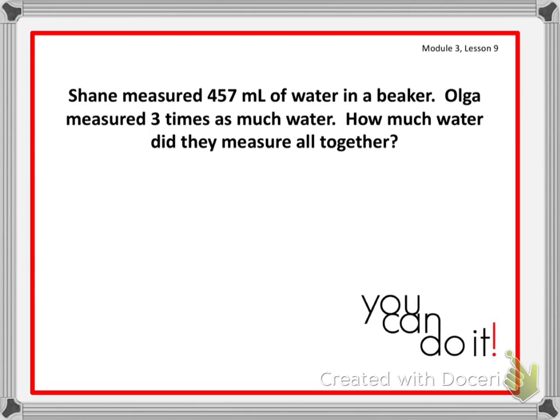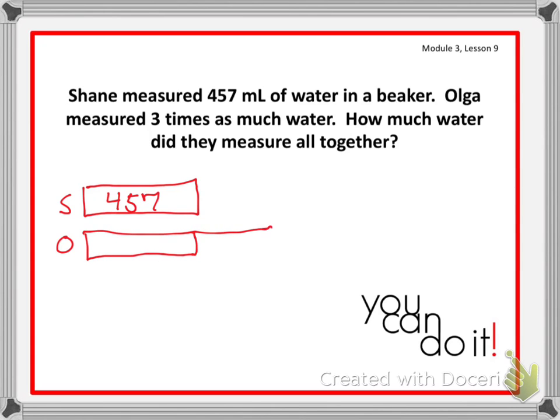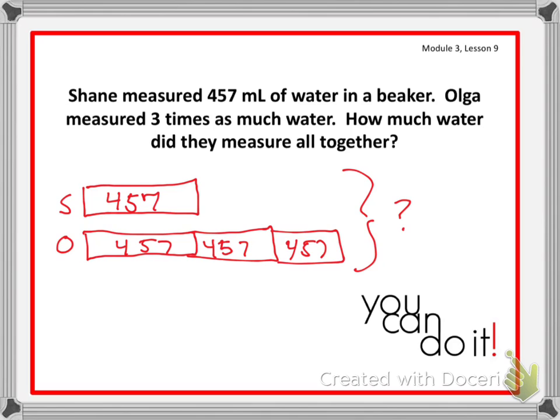Shane measured 357 milliliters of water in a beaker. Olga measured 3 times as much. How much water did they measure all together? Well, here is Shane, 457. This is Shane. And Olga measured 3 times as much. So this we want to know all together.